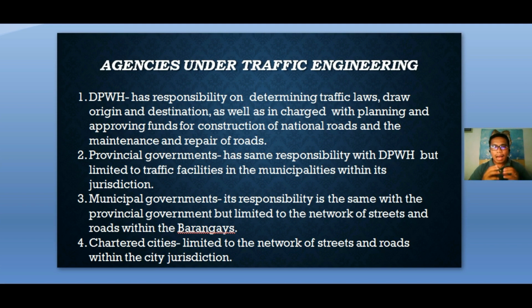Okay? Ang roads nga under sa province shall be under the jurisdiction of the provincial government. So, any provincial roads under na siya sa Kapitolyo or provincial government. On the other hand, ang municipal government is also has the responsibility on the network of streets and roads within different barangays. Kaning mga barangays, katura pong nasakop sa munisipyo. Chartered cities, on the other hand, are limited to the network of streets and roads within the city jurisdiction.